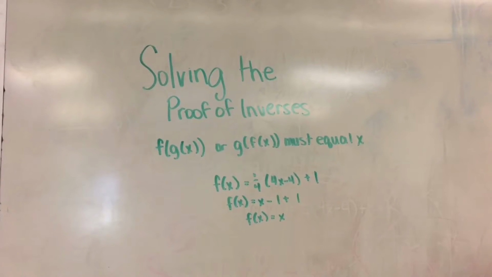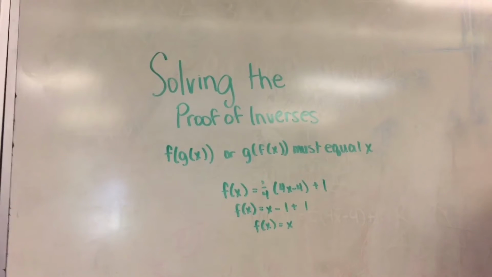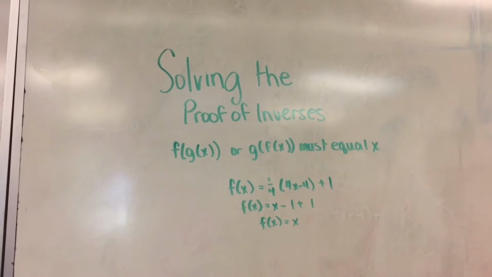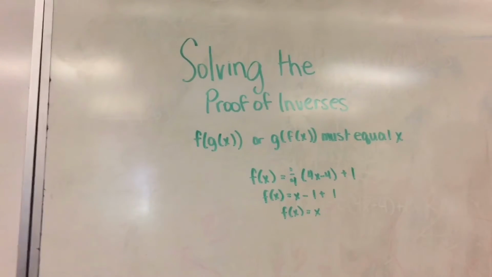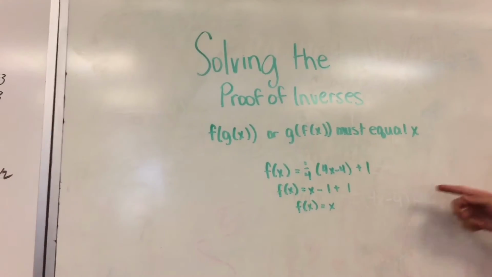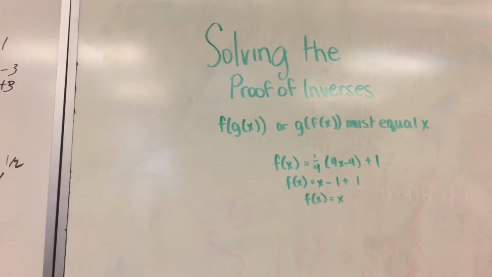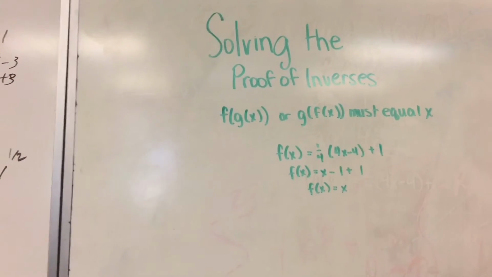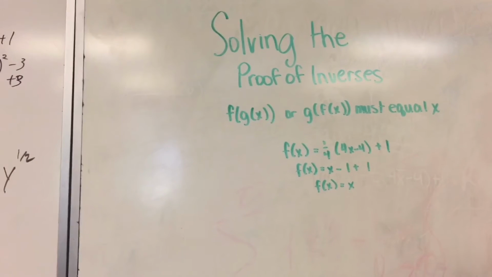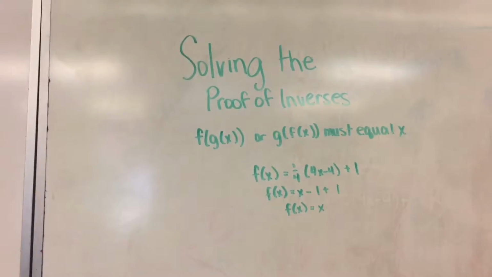In order for two functions to be inverses, the answers of the compositions must be x. We will now solve the previous composition. You would distribute the 1/4 across the 4x minus 4. Combine the like terms. Here we see that it seems that these two functions are inverses, but to fully prove it, we will solve for the other one.